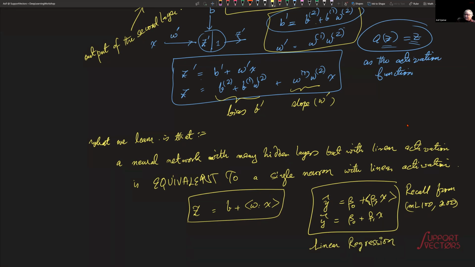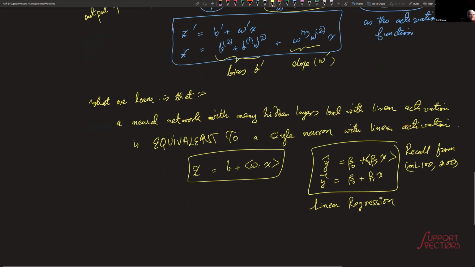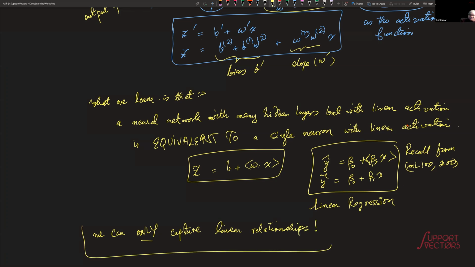This is the equation for linear regression, isn't it? For a linear relationship. In one dimension, it's a line. In higher dimensions, it's a hyperplane. So what you're saying, therefore, is that we can only capture linear relationships, isn't it? And that is a crucial fact.